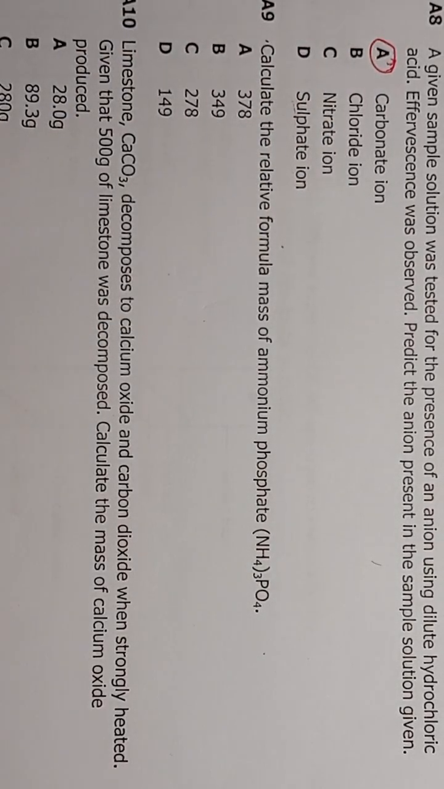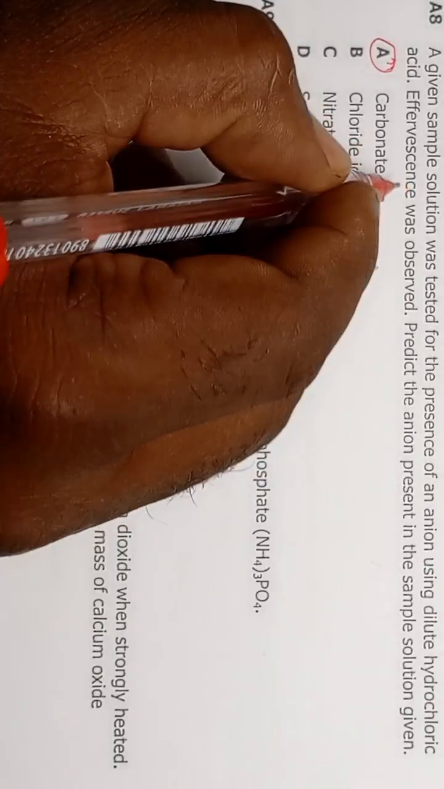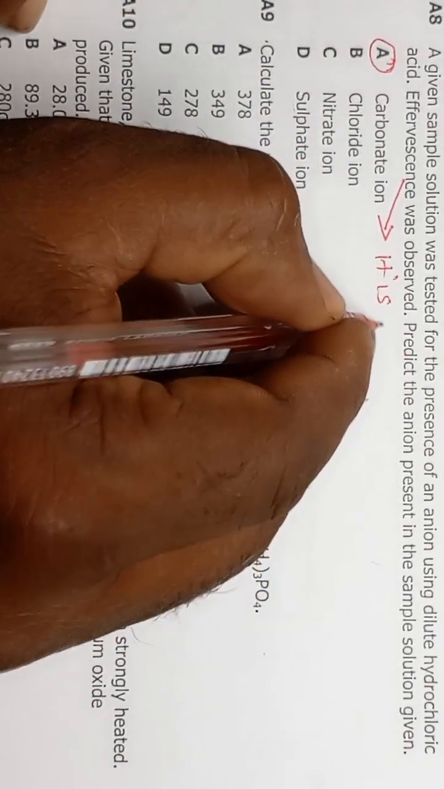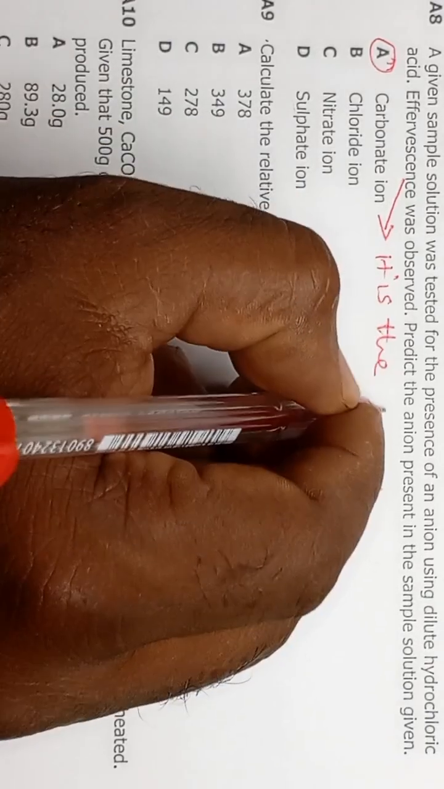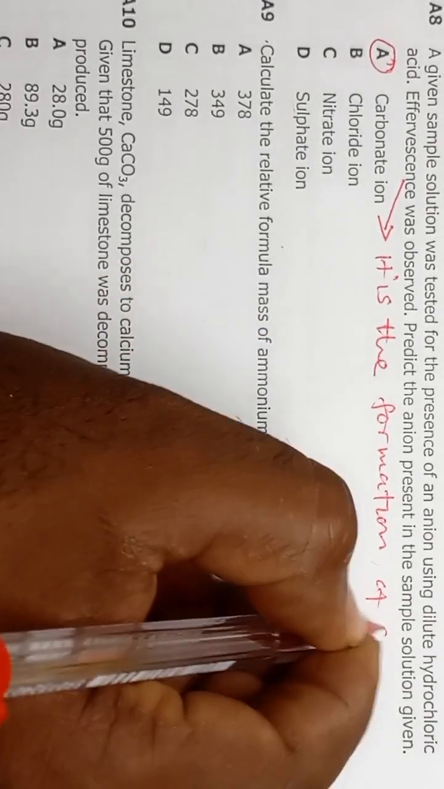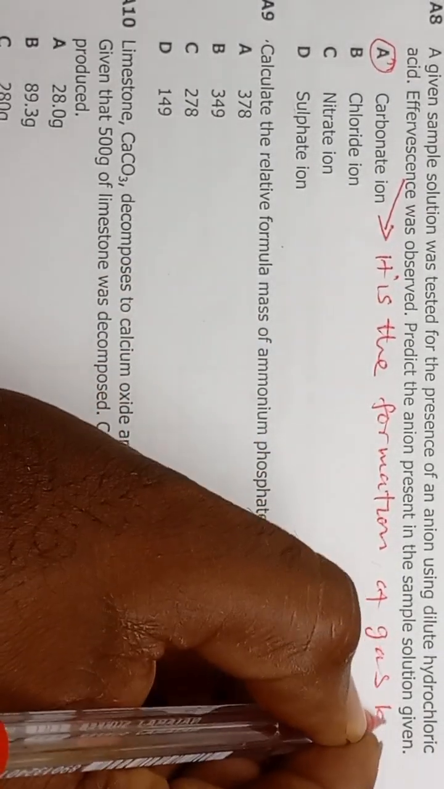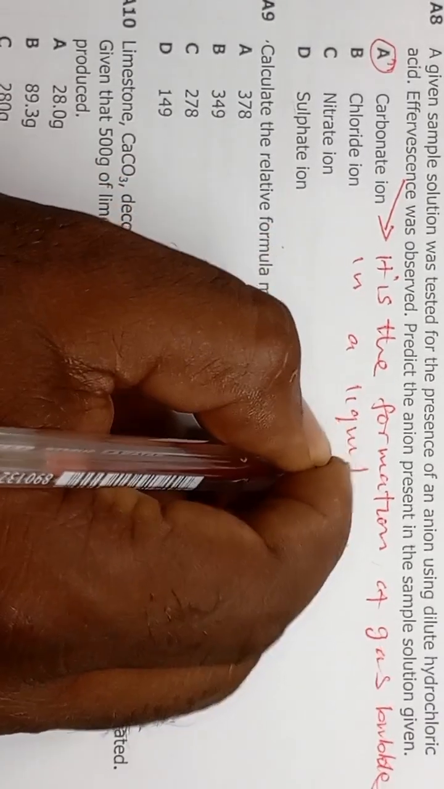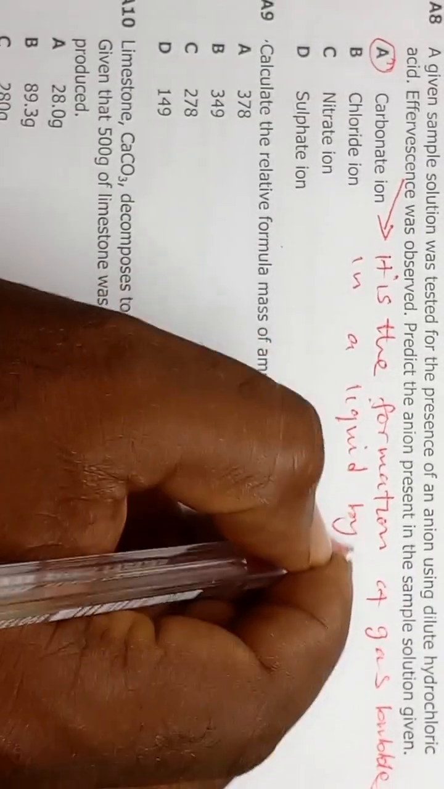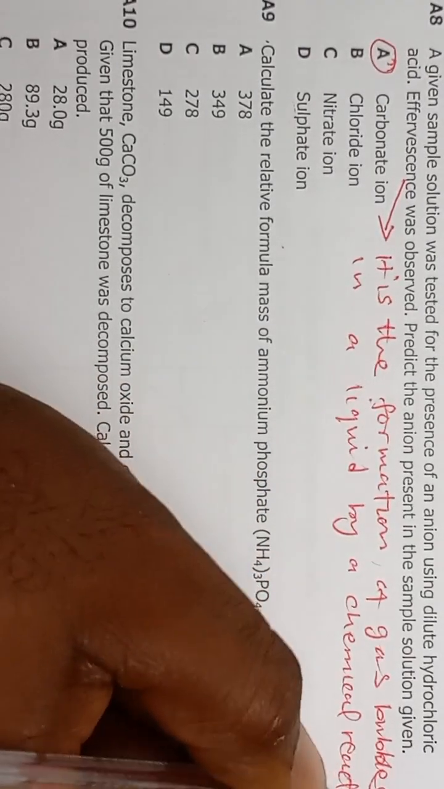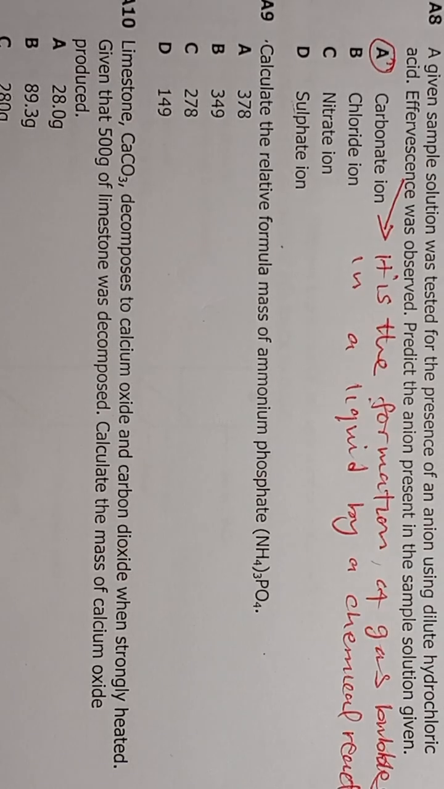carbonate ion. But again, before we go further, you should understand what effervescence is. Effervescence is the formation of gas bubbles in a liquid by a chemical reaction. That is what we call effervescence.